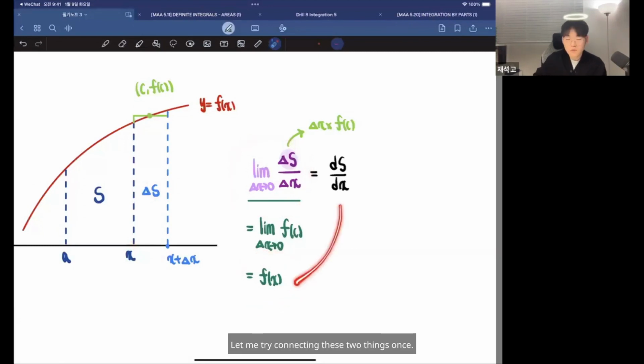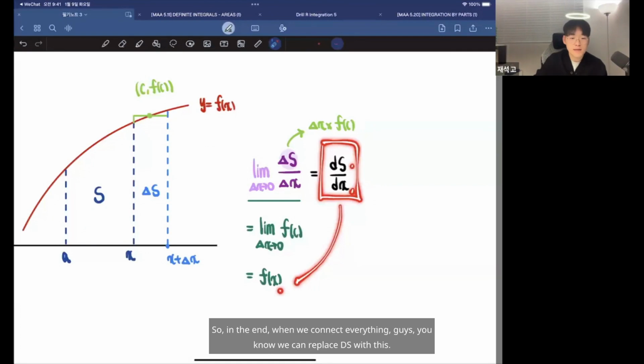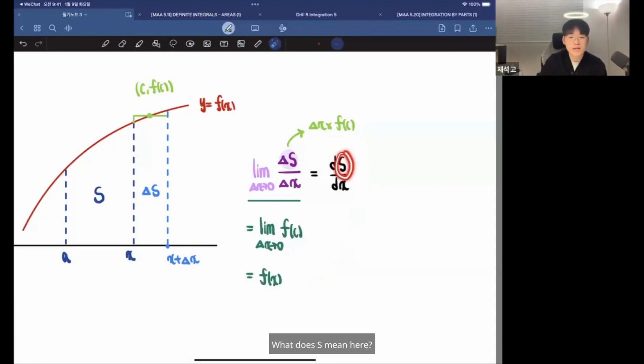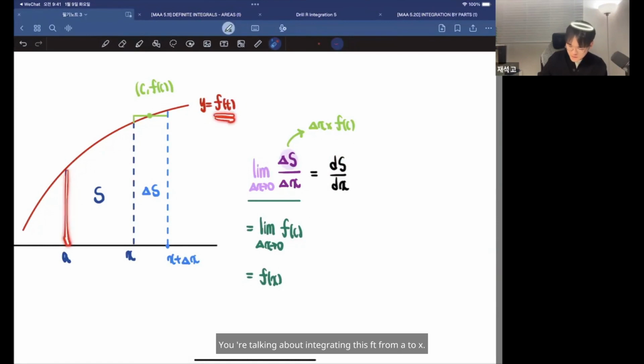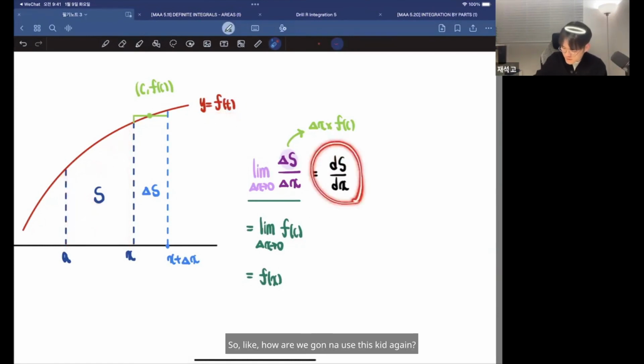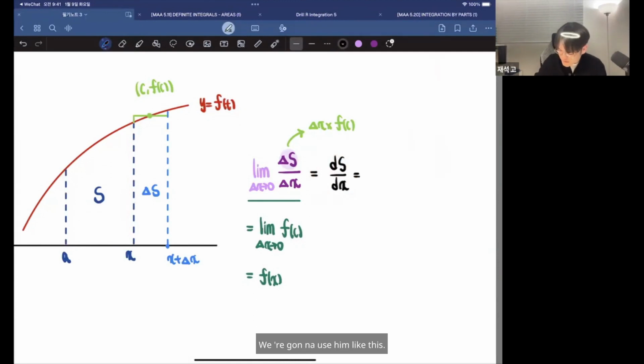Let me try connecting these two things once. Hey guys, what is this? The result of differentiating s with respect to x is f of x. So, in the end, when we connect everything, guys, you know we can replace ds with this. What does s mean here? You're talking about integrating this f of t from a to x, right? So, how are we going to use this again? We're going to use it like this.